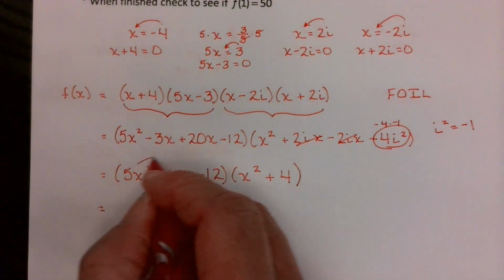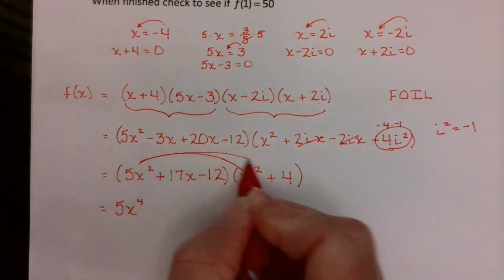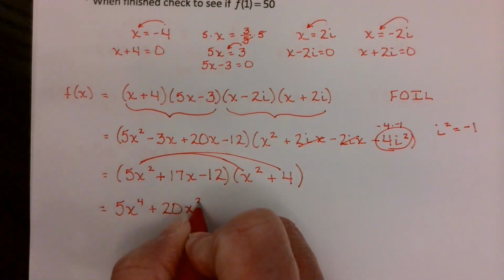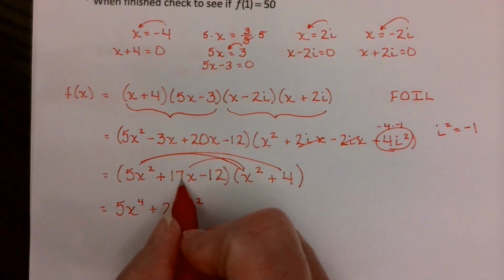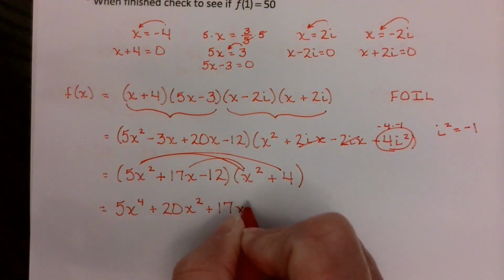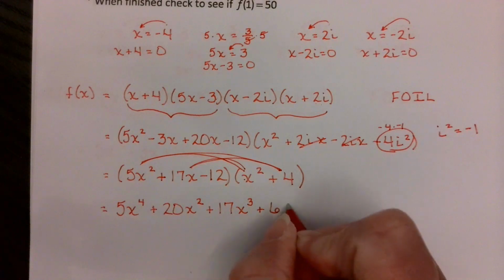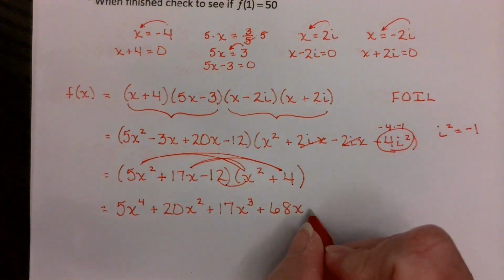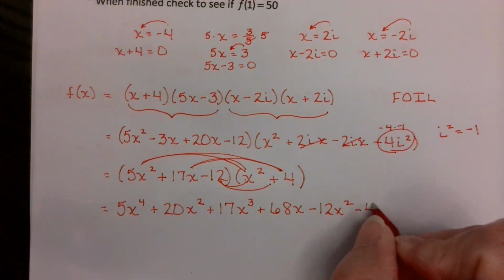Okay, I'm going to say 5x squared times x squared gives us 5x to the 4th. 5x squared times 4 gives us 20x squared. Now I'm going to say 17, I'm going to multiply it times everything else. 17x times x squared gives us 17x to the 3rd. 17x times 4, 68x. And now I'm going to multiply this 12. Negative 12 times x squared is negative 12x squared. And then negative 12 times 4 gives us negative 48.